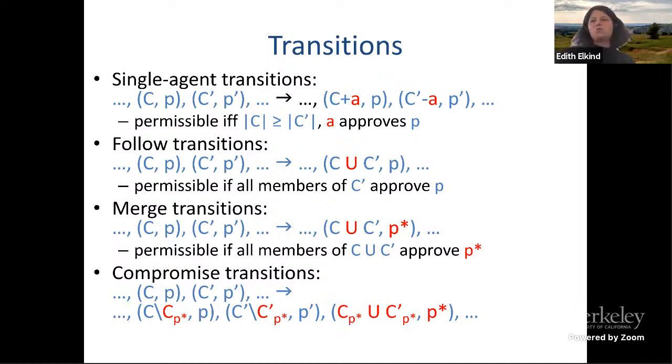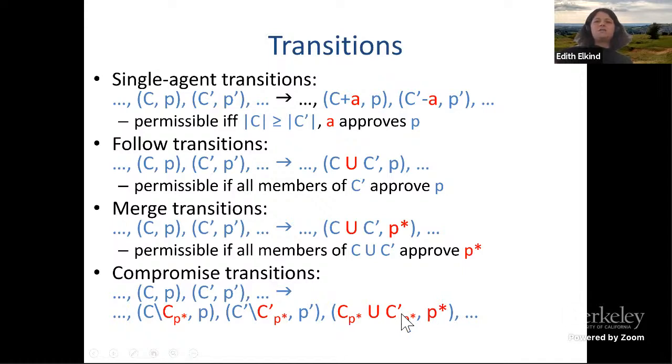They're going to move to a new proposal, P star. But not everyone in C and not everyone in C prime is going to move to this new proposal. So what's going to happen is in C, there's some subset C P star who support this new proposal P star. In C prime, there is also a subset C prime P star, apologies for the notation, who support this new proposal P star.